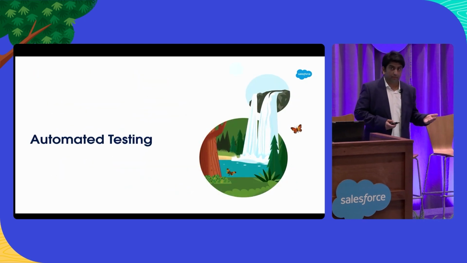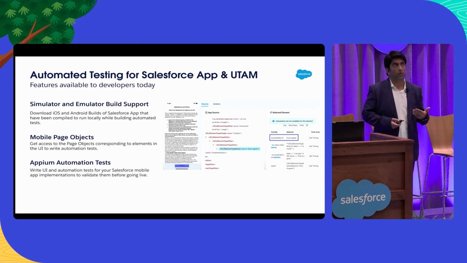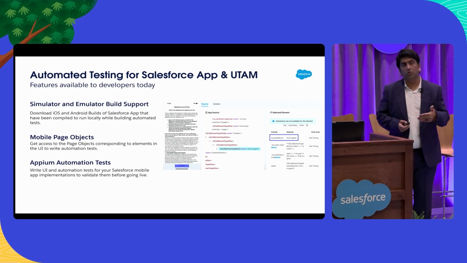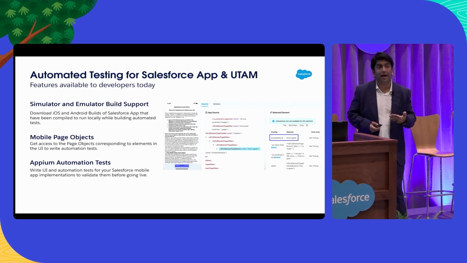So that was debugging. Let's look at automated testing. UTAM is something we're all familiar with when writing automated tests on Lightning Web Components. With the Power Mobile platform, you can now do that even on mobile. You can bring the exact same test with UTAM to your simulators and emulators, because we support mobile page objects for UTAM that you can import and start automatically creating Appium tests on.